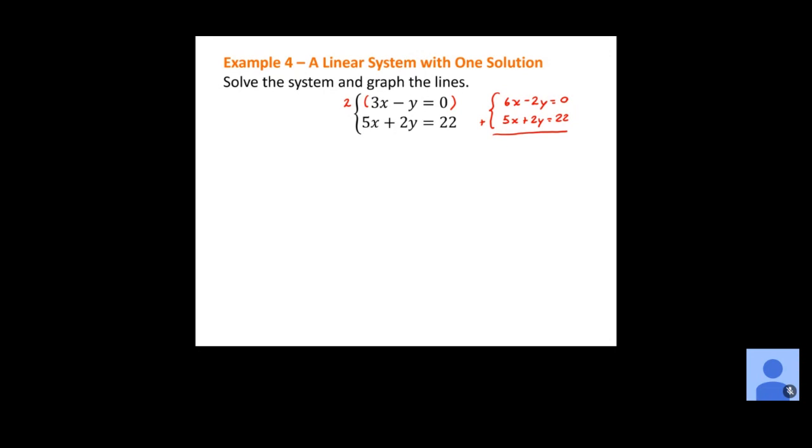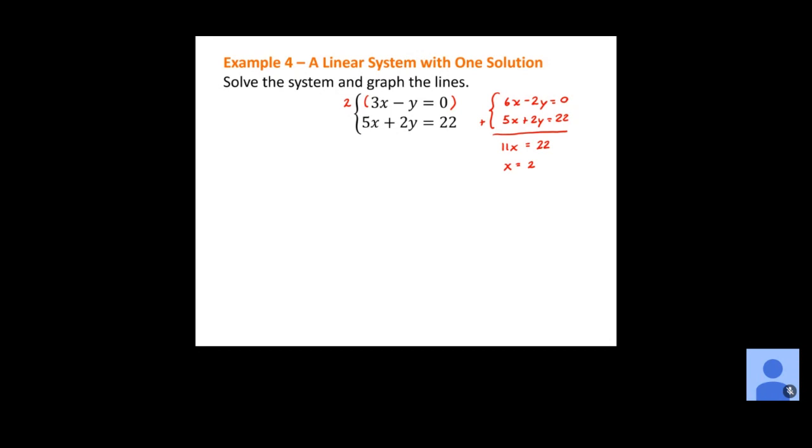And when I do that, 6x plus 5x is 11x. My y terms cancel out. And on the other side, 0 plus 22 is 22. Now we can just divide to get x by itself. So if I divide by 11, that's going to give us x equals 2.